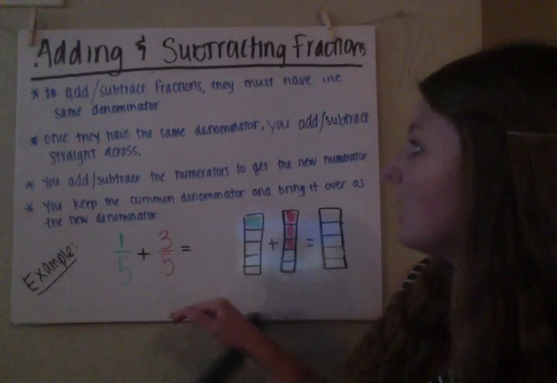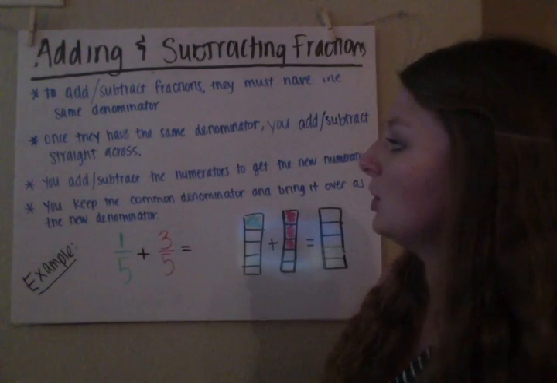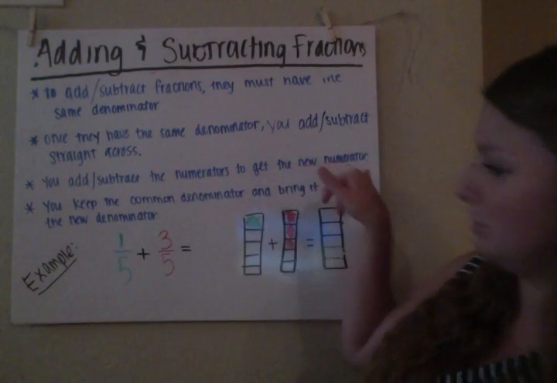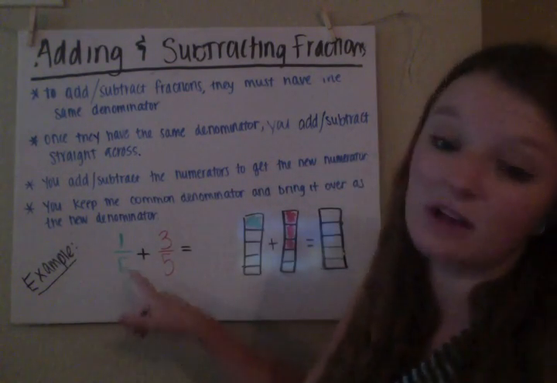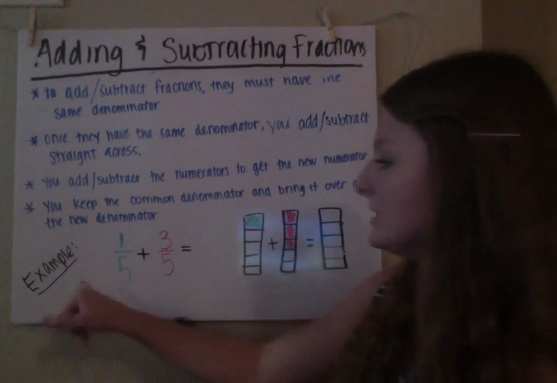Once we have the same denominator in both fractions, we'll just add straight across. You add and subtract the numerators to get the new numerator. You keep the common denominator and just bring it straight across the equation. Here we have an example.